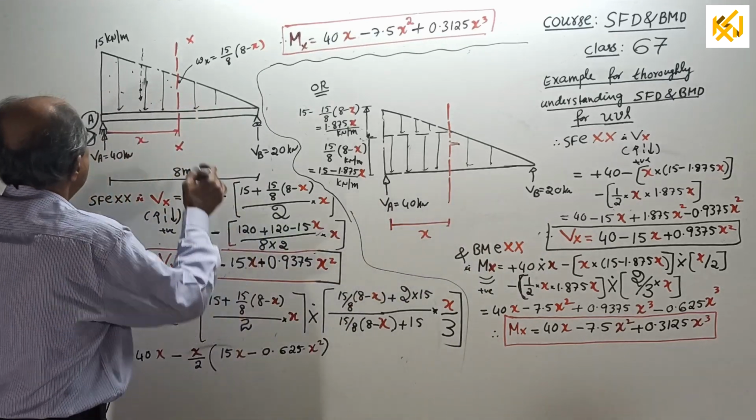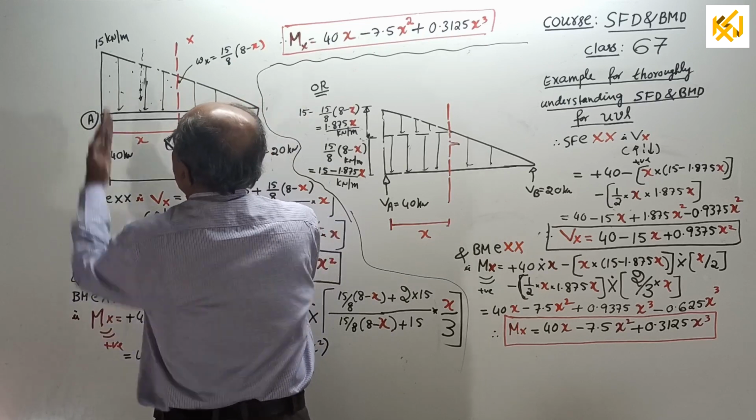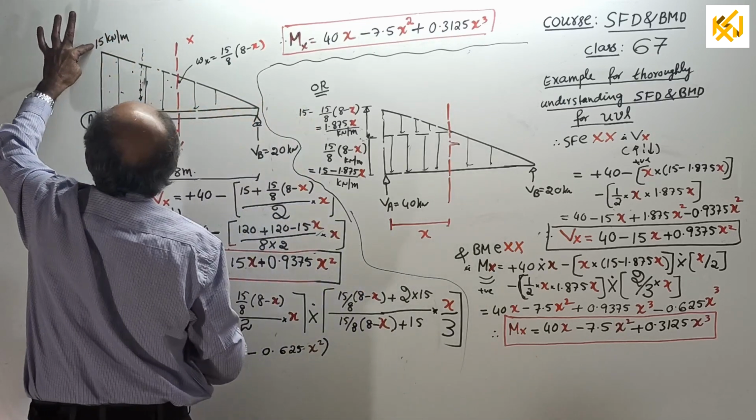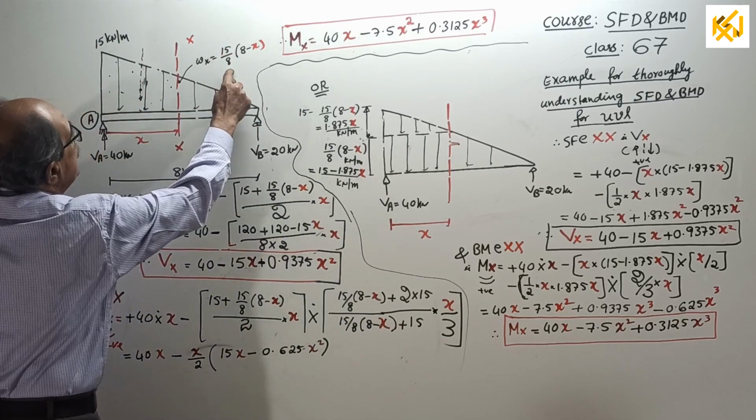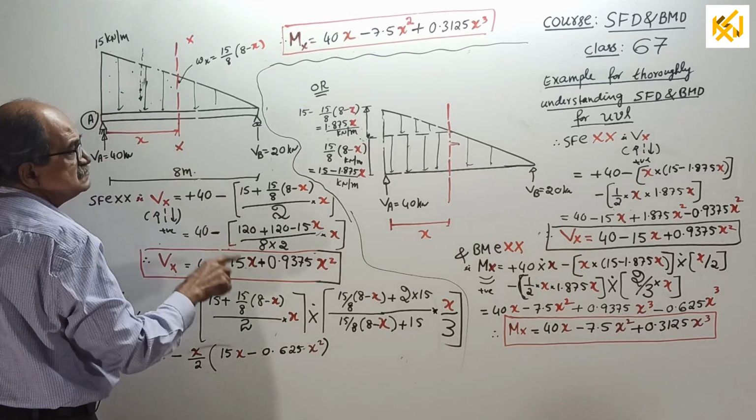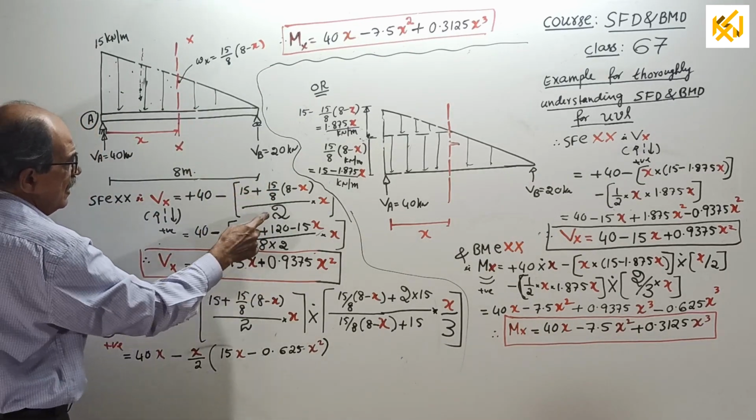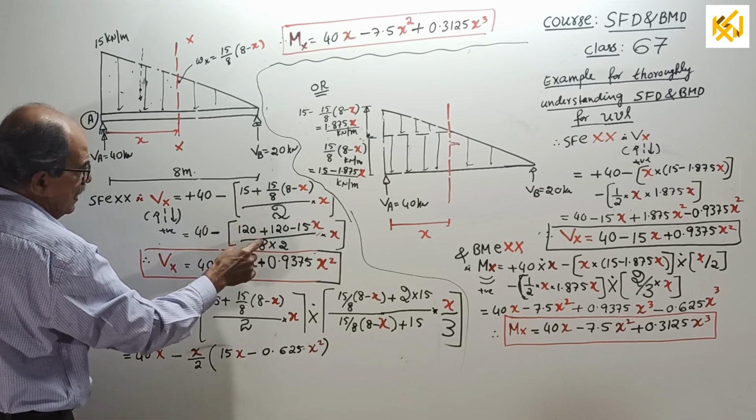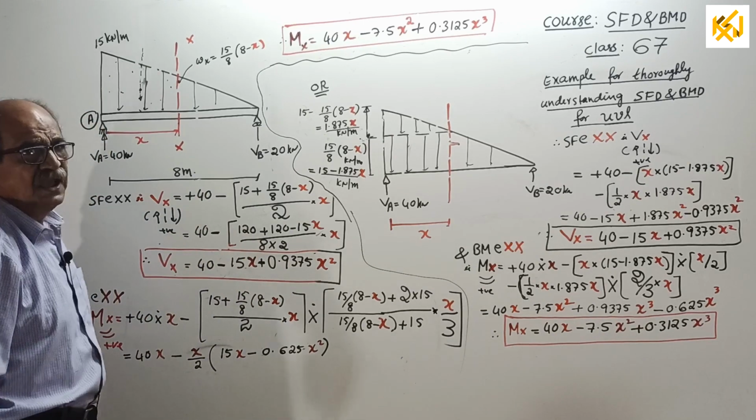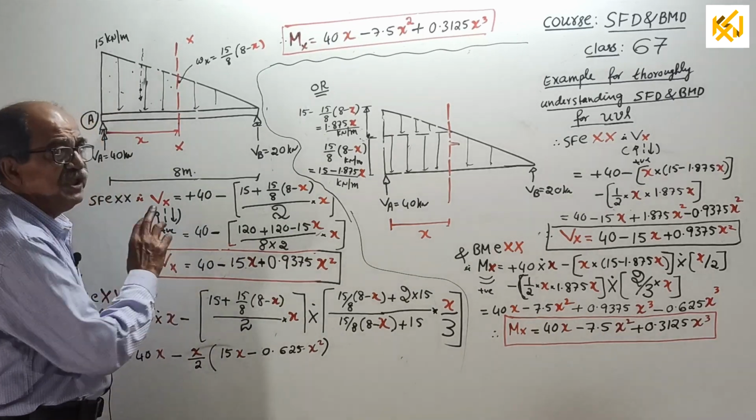Now start. Shear force here. Look this side. Plus 40 minus this total load: 15 plus 15 by 8 into 8 minus x, divided by 2, into x. And then you simplify it. See what I have done is I have taken the 8 common here, then divided by 8, then simplified this equation. Simple high school level mathematics. Simplify it. You get the expression for Vx.